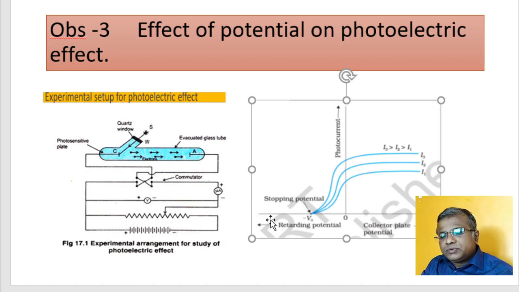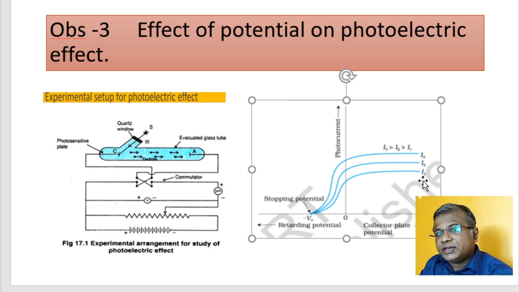An important observation: I1, I2, I3 are the intensities of light. If I go on increasing the potential of the positive plate towards this side, what was observed was that initially the photocurrent goes on increasing and then it becomes almost flat. Flat basically means the photocurrent has reached its saturation value. Once it has reached the saturation value, whatever the positive potential may be, the photocurrent almost remains the same for a given I1.